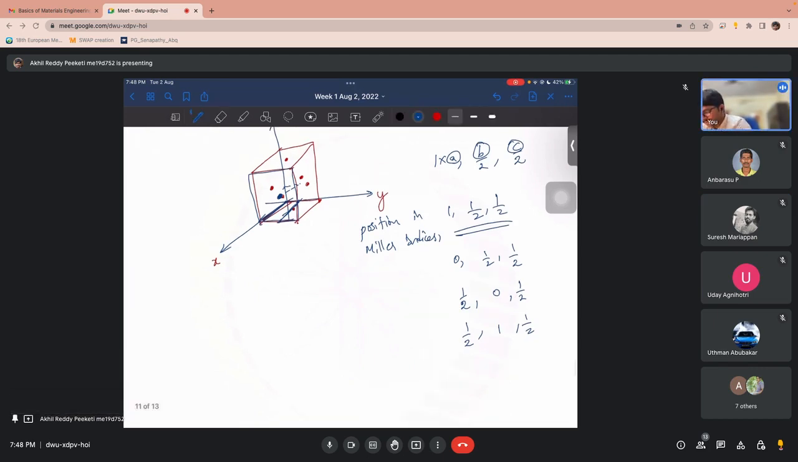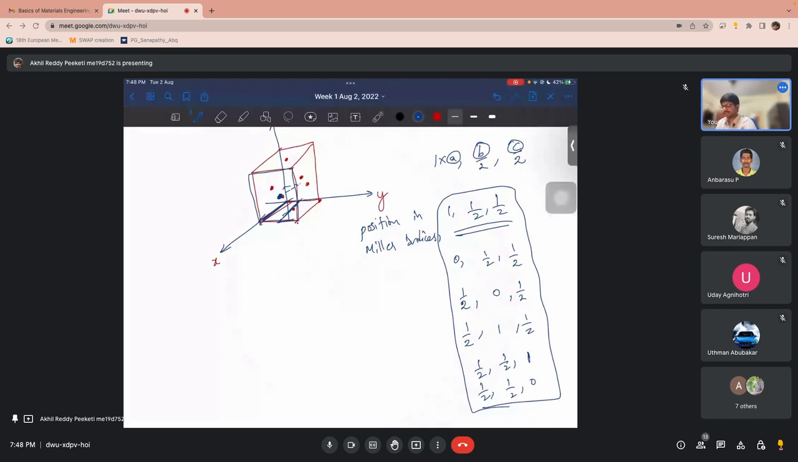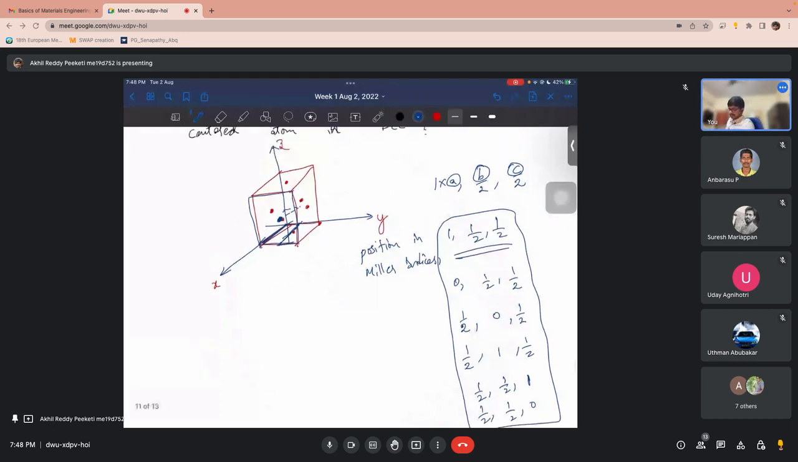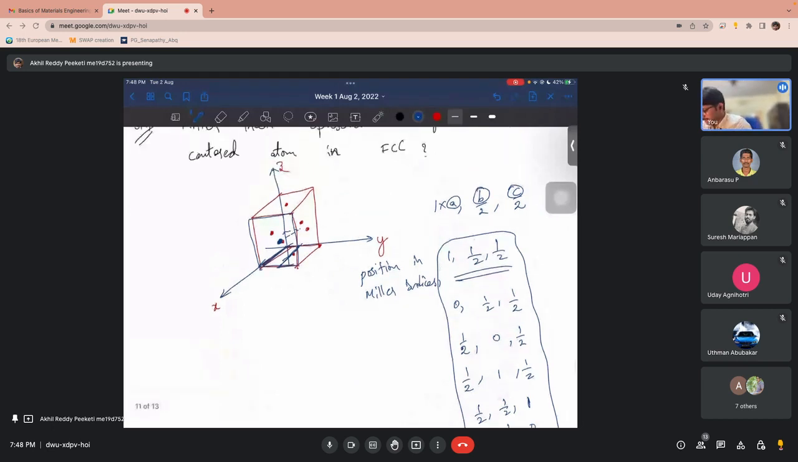Yes, what else is possible? One off, this could be 1, and so these are the 6 face centered atoms and their positional indexes in Miller indices notation. So we can go into a little bit more detail.